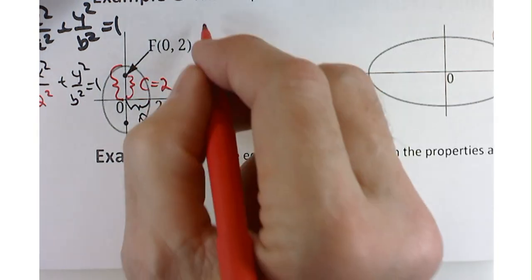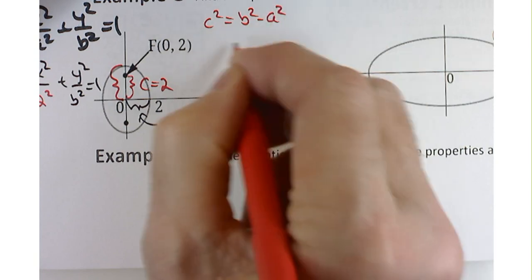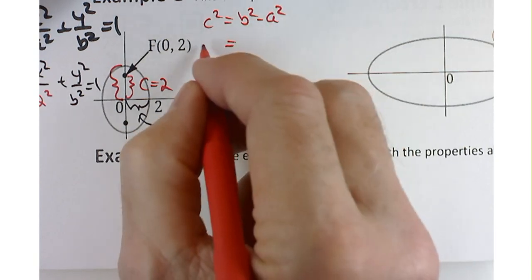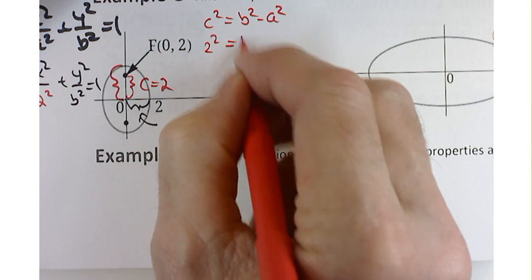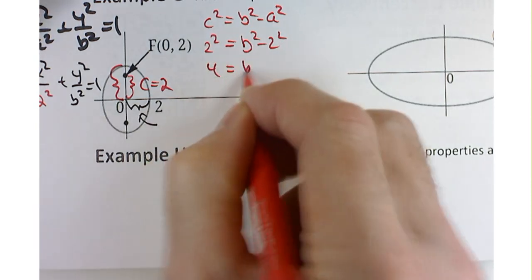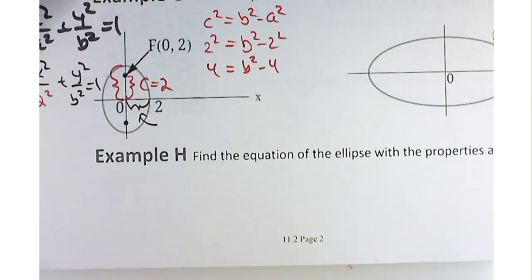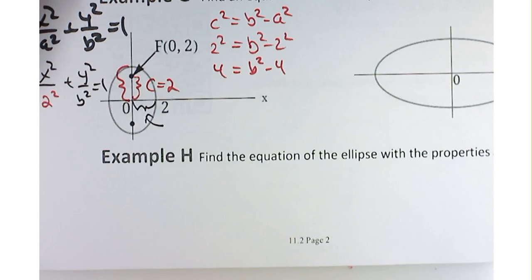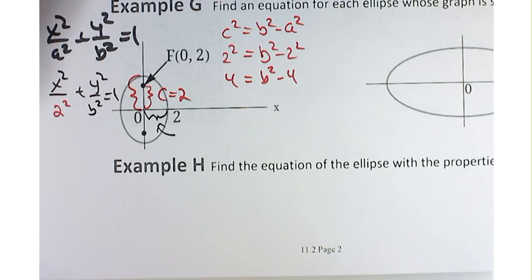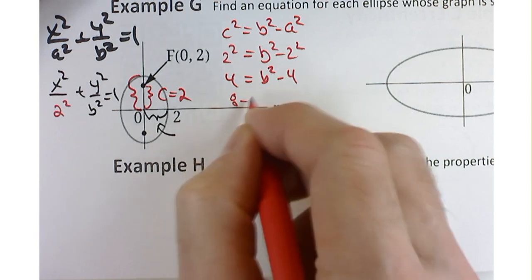So I'll write c squared equals b squared minus a squared, which in this case is going to be 2 squared equals b squared minus 2 squared again, which feels a little weird and strange, but it's okay. Let's put some numbers in here. 4 equals b squared minus 4. How are you going to solve for b? Add 4 to both sides. Thank you so much, both of you. 8 equals b squared.